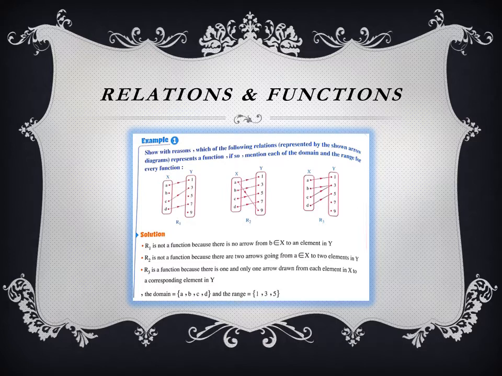So we can say that R3 is a function because there is one and only one arrow drawn from each element in X to a corresponding element in Y. Okay, so we said that the third relation R3 is a function. We need to get the domain, which is the elements of X: a, b, c, and d, and the range is the images 1, 3, and 5.